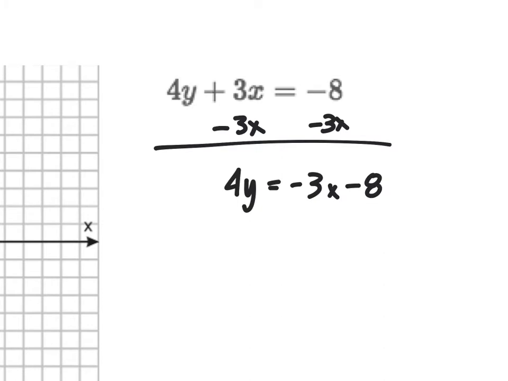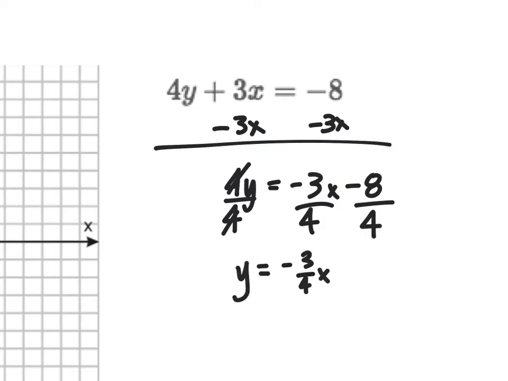Now I can't combine these as numbers. They're not like terms. This one contains an x, this one doesn't have an x, therefore I can't combine them. But what I want to do is this. I'm going to divide everything by 4. The 4's divide out, and I get this equation, y equals negative 3/4 x, and then minus 2.